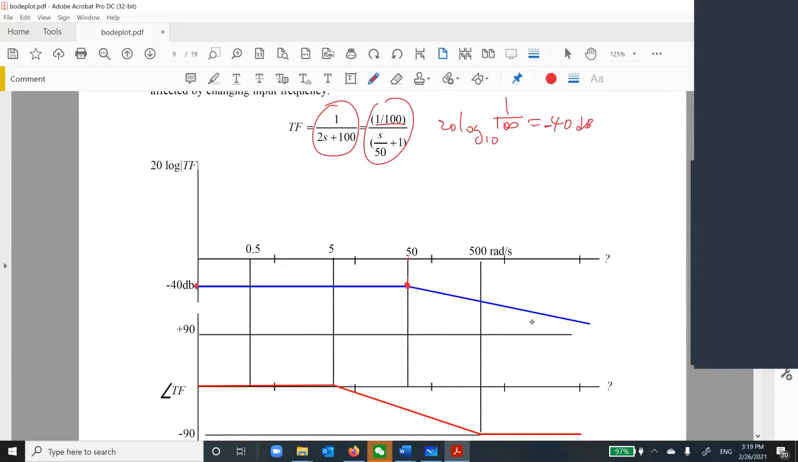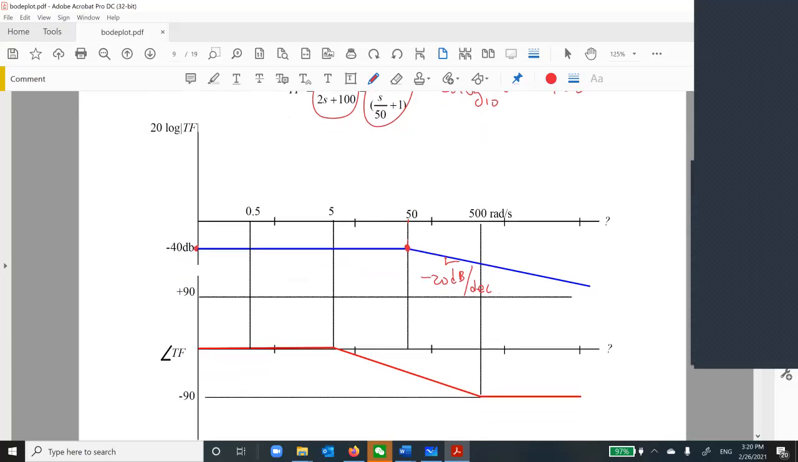Then I have a decay, so this slope will be minus 20 dB per decade. This is my corner frequency, so I put 1 decade in here: divided by 10 is 5, times 10 is 500. So at 5, I'm at 0 degrees, at 500 it is minus 90 degrees, and at 50 it should be minus 45 degrees. So I just plot these three points, then I can draw this transition line.